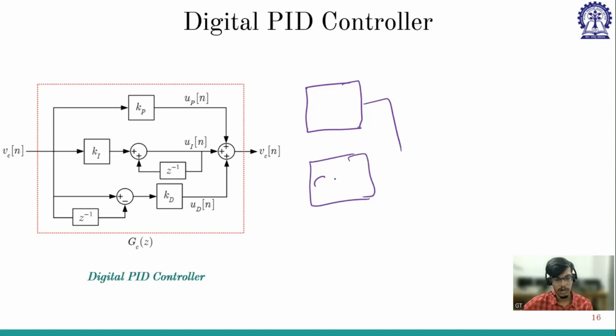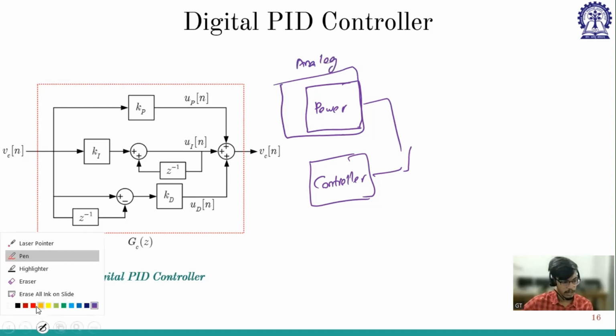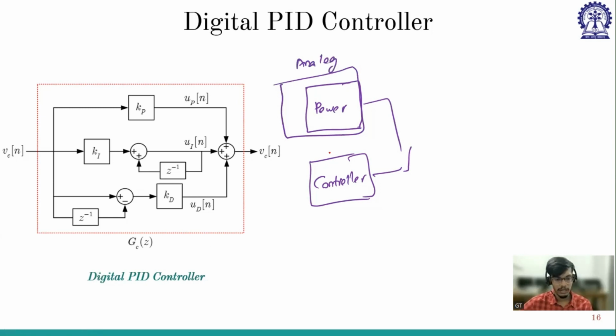See, this is the controller, and this is the power stage. The power stage is analog. This is analog, and let me change the color. And this is digital.